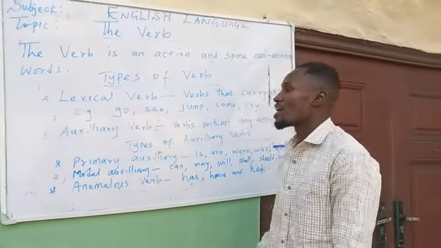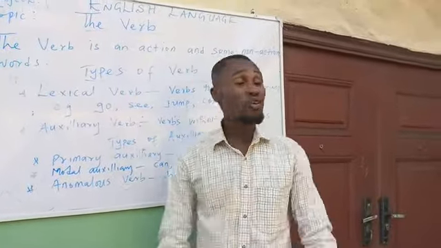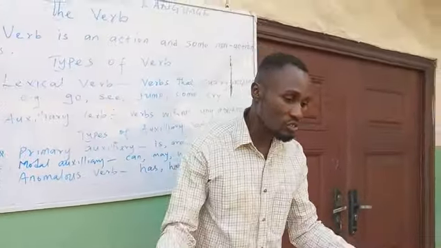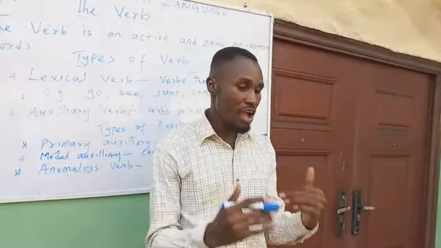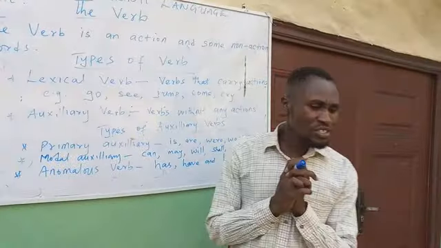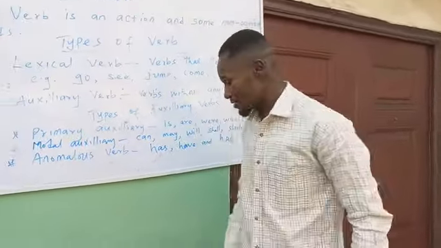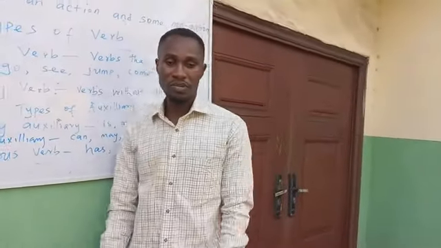Yeah. So we have two types of verb. One is called the lexical verb. The second is called the auxiliary verb. The lexical verbs are verbs with action, but the auxiliary verbs are verbs without what? Any action. Okay. Let me take you to the two types of lexical verb. Then I'm going to end the class. The two types of lexical verb now.